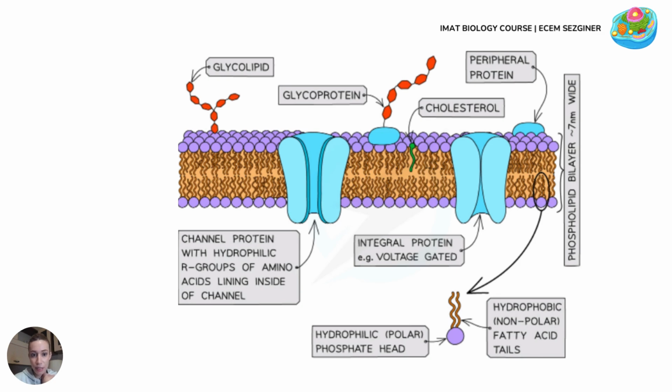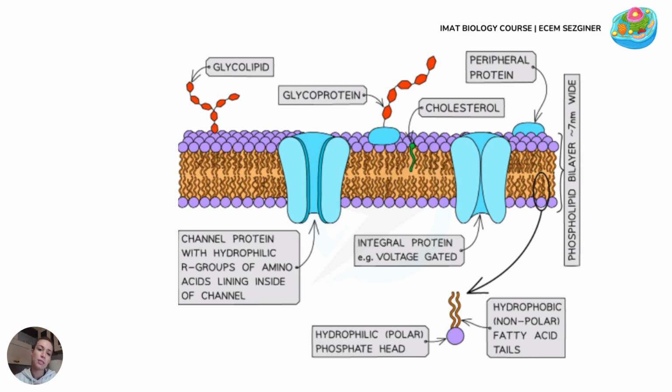Here you can see the glycolipid structures and glycoproteins attached to the bilayer membrane. There are some peripheral proteins, some integral and channel proteins. If you don't know what they do, you don't have to worry. We're going to briefly cover them.